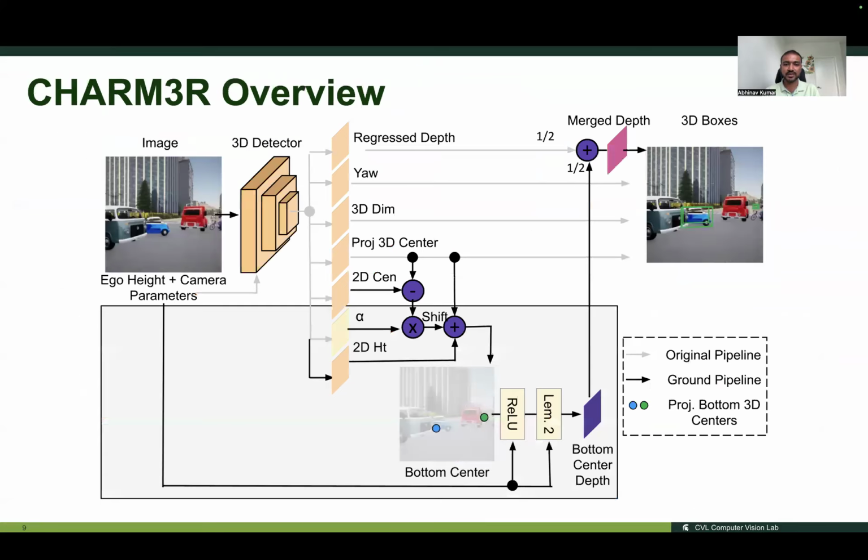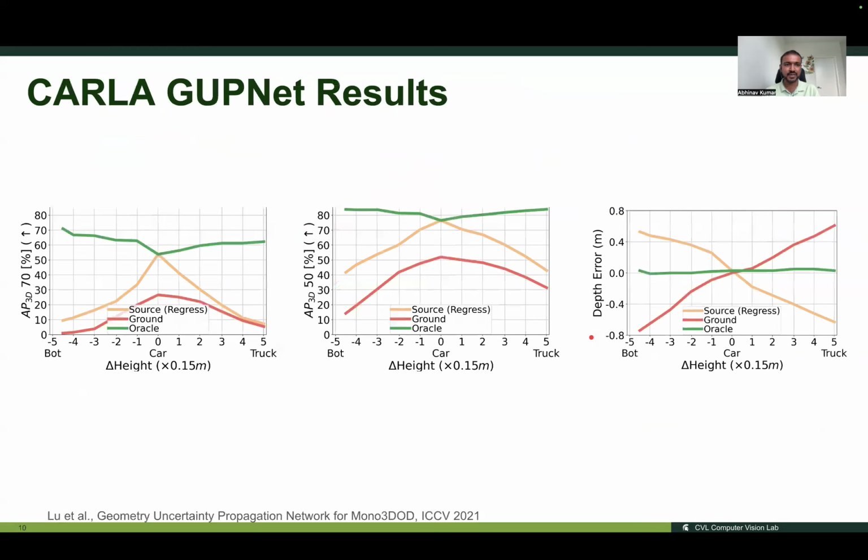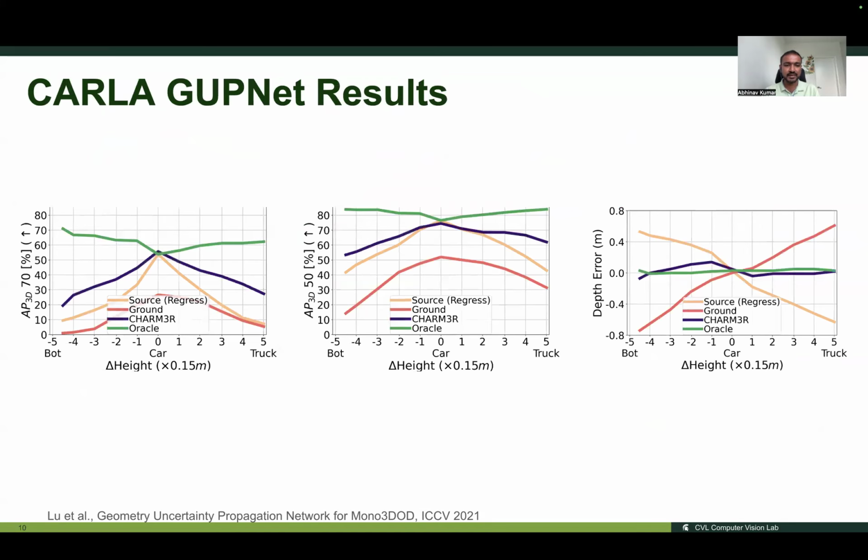So in CHARM3R, what we do is we merge these regressed depth and the ground depth estimates to obtain the final depth and 3D boxes. Using this simple idea closes about 45% of the gap caused by camera height changes.